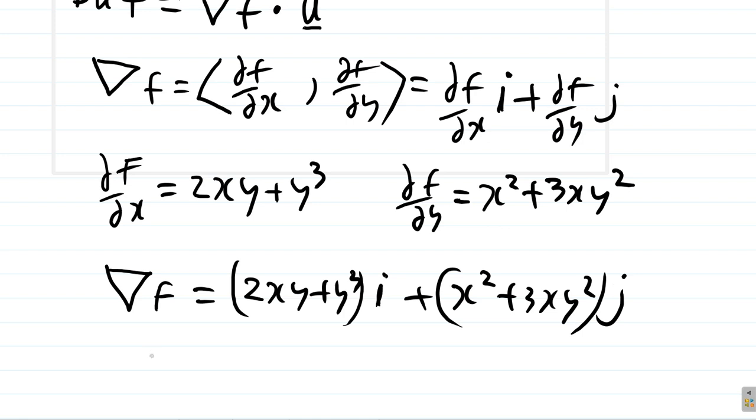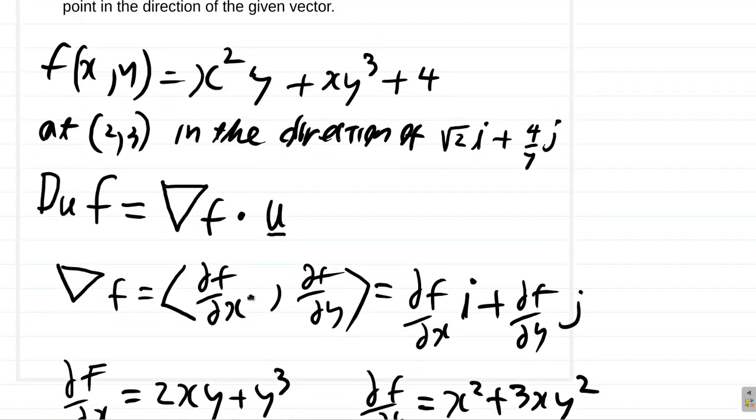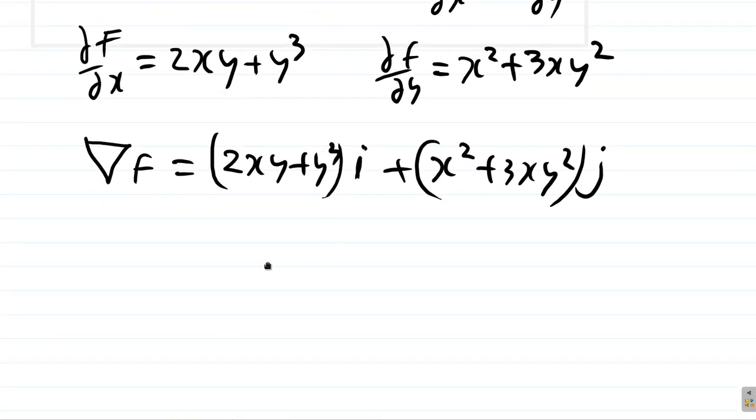Now, what happens at the point? We need to find this gradient at the point (2, 3). Now, at (2, 3), you're going to substitute 2 for x and 3 for y and work these out.